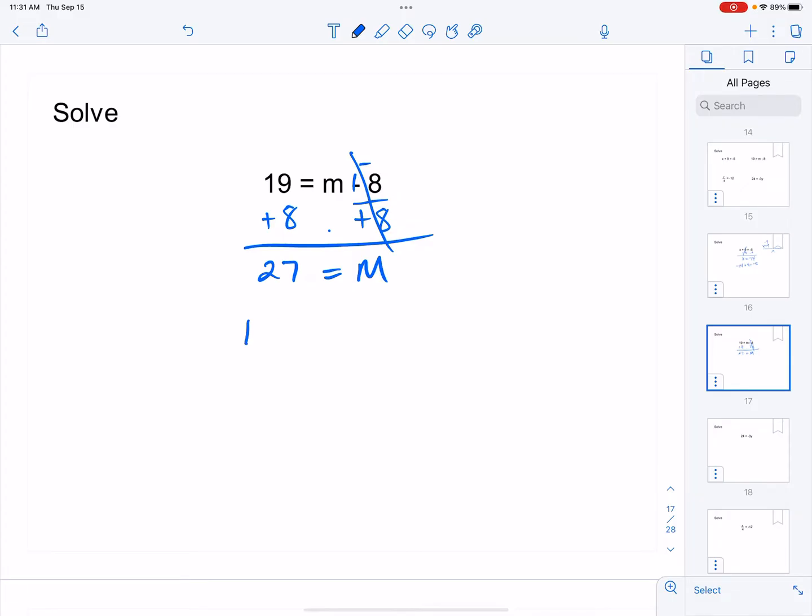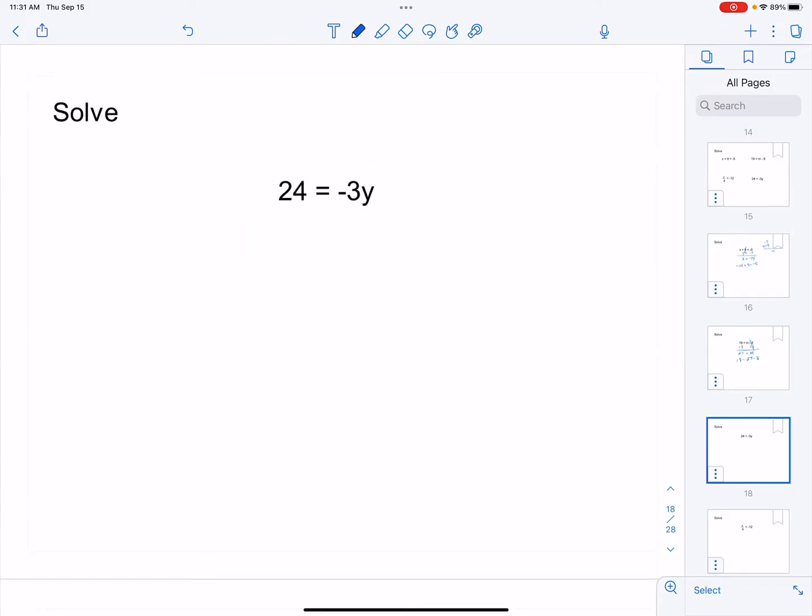So that means 19 is equal to 27 minus 8. And sure enough, it is. Okay, does that make sense? That's what we're looking for. Right, so let's try another one. So that's what we do with add, subtract. Now let's talk about multiply, divide.